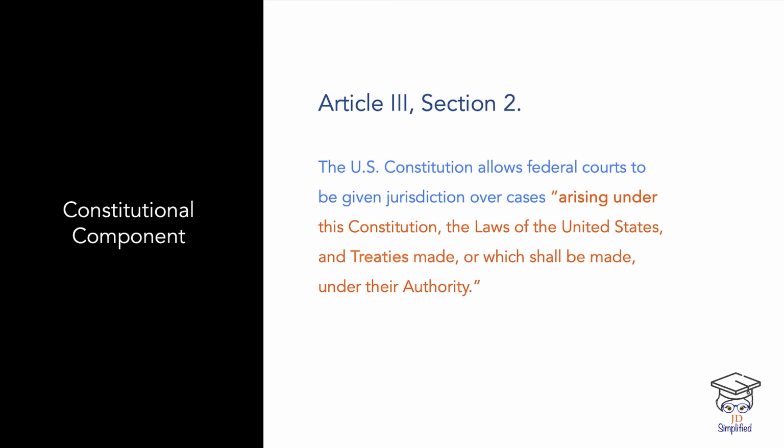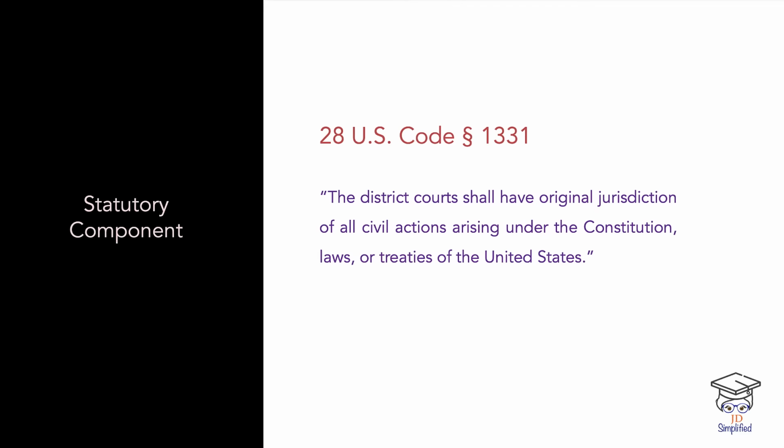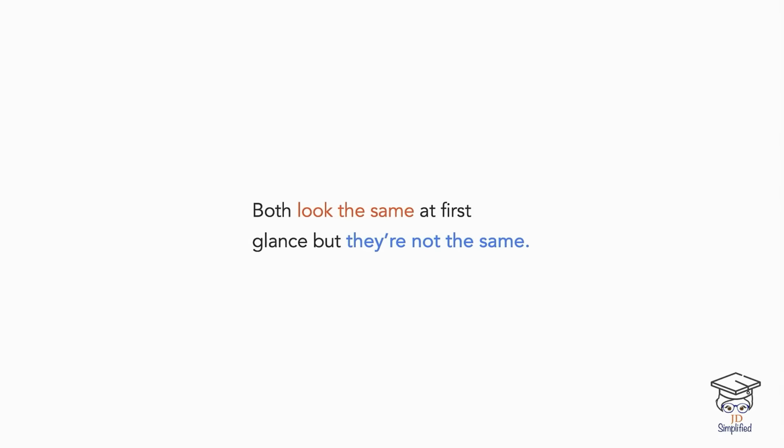The constitutional component. Article 3, Section 2. The U.S. Constitution allows federal courts to be given jurisdiction over cases arising under this Constitution, the laws of the United States, and treaties made or which shall be made under their authority. Stay with me because this is important. Let's look at the statutory component. 28 U.S. Code 1331, Federal Question. The district courts shall have original jurisdiction of all civil actions arising under the Constitution, laws, or treaties of the United States. Now, both of these look the same at first glance, but they're not the same.